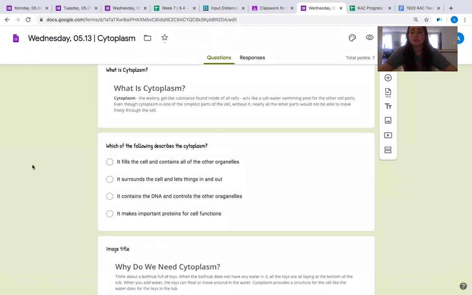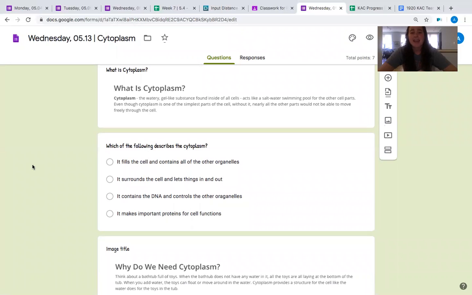So which of the following describes the cytoplasm? Check your answer when you hear it. A, it fills the cell and contains all the other organelles. B, it surrounds the cell and lets things in and out. C, it contains the DNA and controls all the other organelles. Or D, it makes important proteins for cell functions. Check your answer.